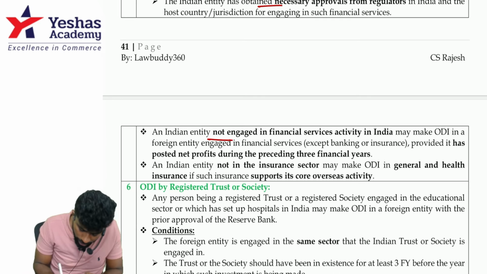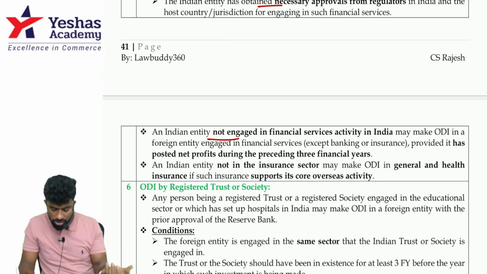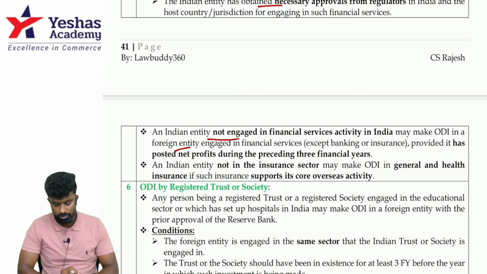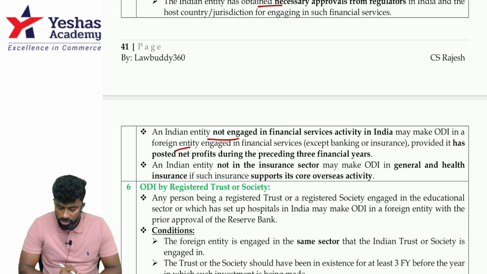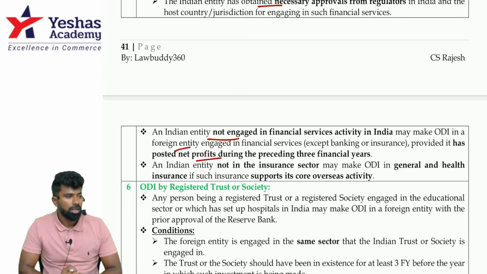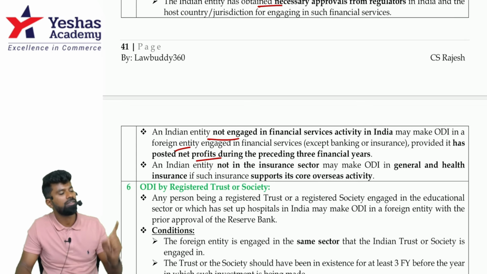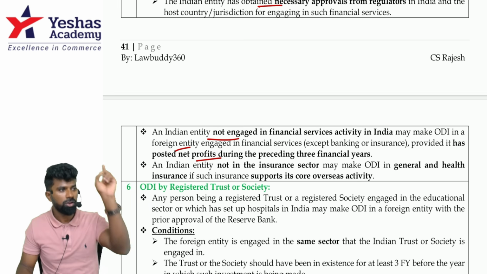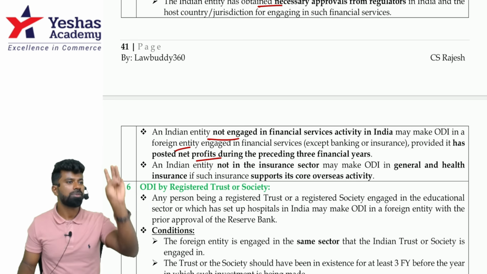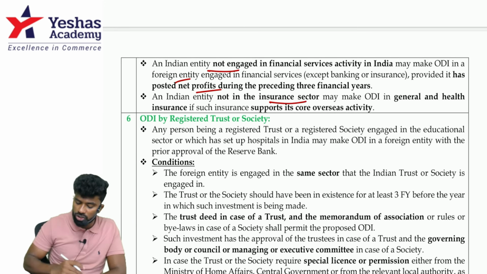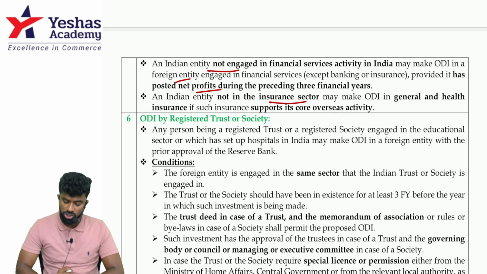Next one, the Indian entity not engaged in the financial services activity in India may make an ODI in what entity? Engaged in the financial services, provided it has posted what profit? Even if you are not engaged in the financial services, still you can invest in a company which is engaged in the financial services, provided you have posted a net profit in the preceding how many financial years? 3 financial years.